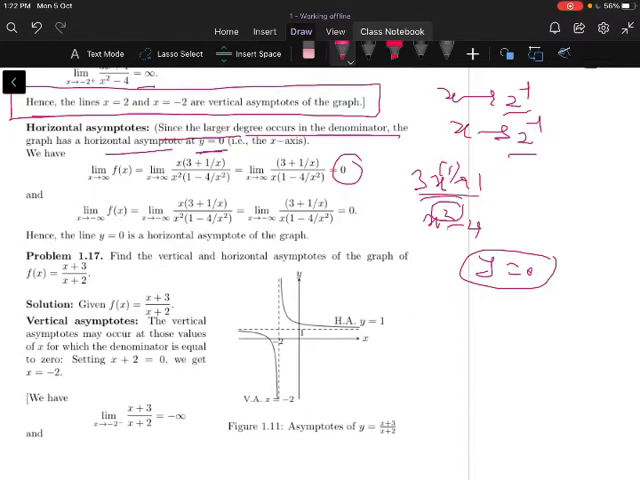Directly I cannot apply x tends to infinity. Take x outside, (3 + 1/x), and x² outside, (1 − 4/x²). x and x get cancelled. So you can write (3 + 1/x)/(x(1 − 4/x²)). Now you apply x tends to infinity. So this is 3 + 1/infinity, which is 0, over infinity times (1 − 0). So it is 3 by infinity. What is 3 by infinity? That is 0. Therefore, y = 0 is a horizontal asymptote.